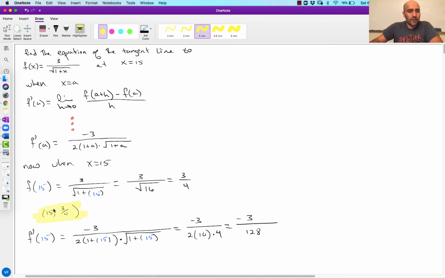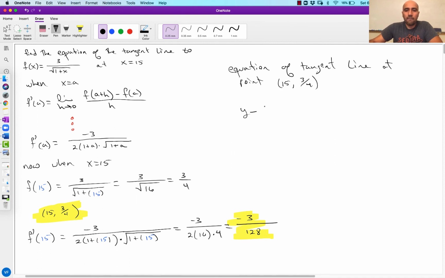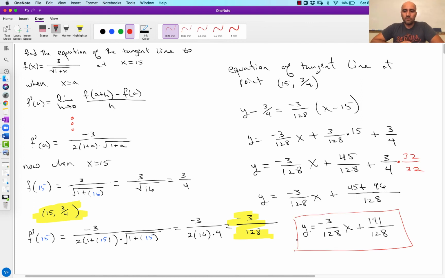Okay, so the equation of the line tangent to this function at this point, well, we found the actual point right here. This is the ordered pair of our function. So we have one point on the tangent line, the point where the tangent line is going to touch our function, and then we know that the derivative is the slope of the line tangent at that point, so that means it's got this derivative. So we can bring those two things together and now say that the tangent line will have the following equation. It's going to be y minus 3/4 is equal to negative 3 over 128 times x minus 15. Okay, so distribute. Okay, so we get our final equation as y equals negative 3 over 128 x plus 141 divided by 128. Okay, so that is the equation of the line tangent at this point.